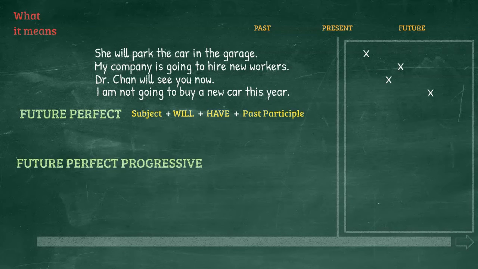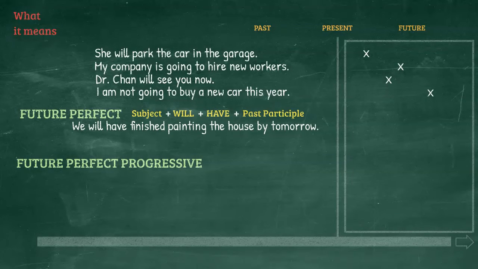So a sentence in the future perfect would look something like this. We will have finished painting the house by tomorrow. Or, my uncle will have made dinner by then. What these sentences basically mean is that an action will be finished by some time in the future. It is not finished now, but by some time in the future it will be.